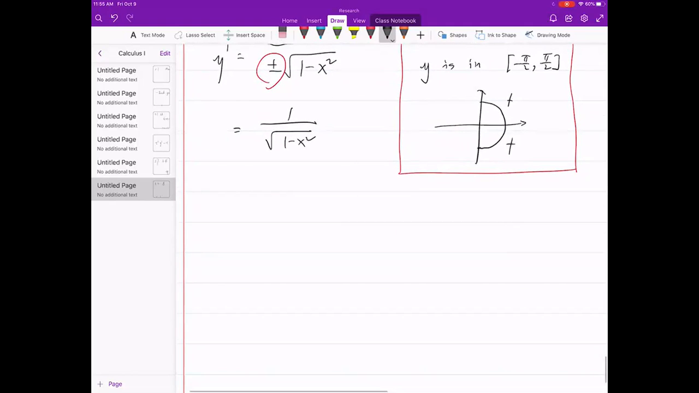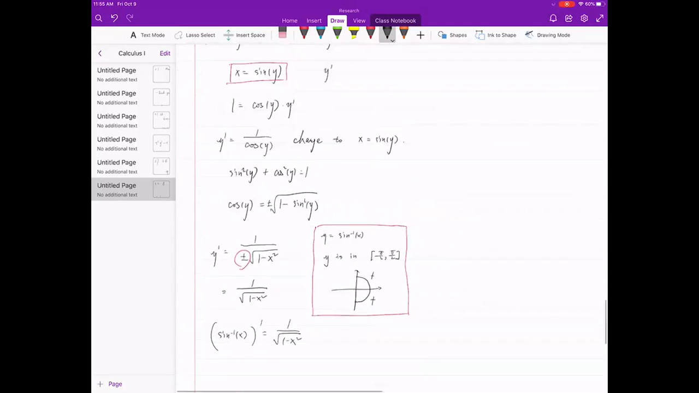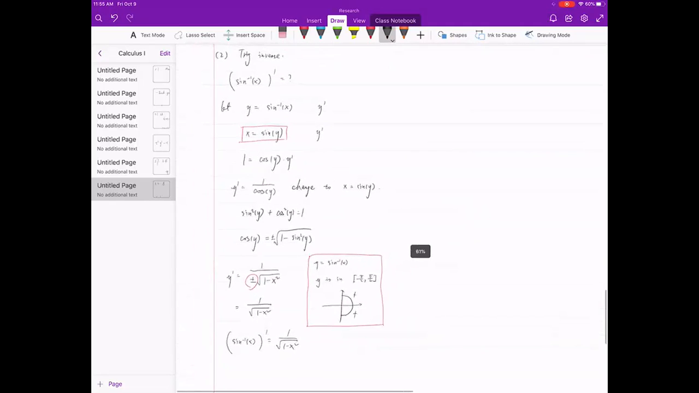So to summarize, that's what we have. It's too small.